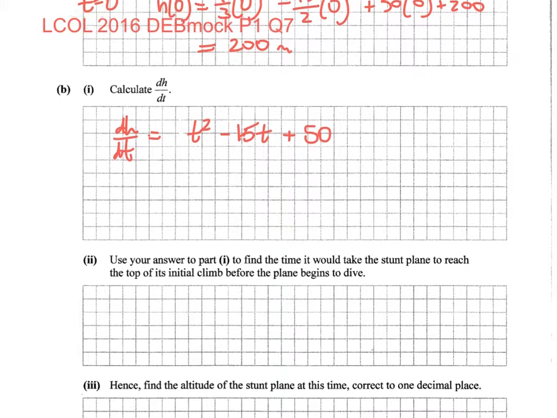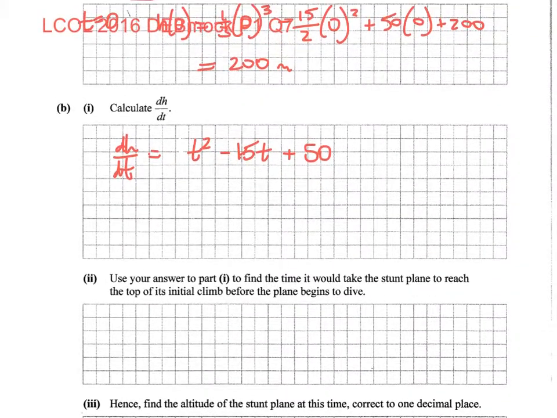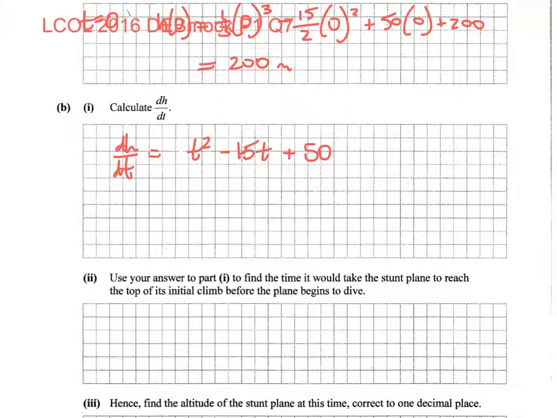We're then asked to use our answer from part 1 to find the time it takes the stunt plane to reach the top of its initial climb. So basically when the height gets to the maximum value, the local maximum, before it begins to dive again. To do this, the key thing we're interested in is when the first derivative function is equal to 0. So when is t squared minus 15t plus 50 equal to 0?